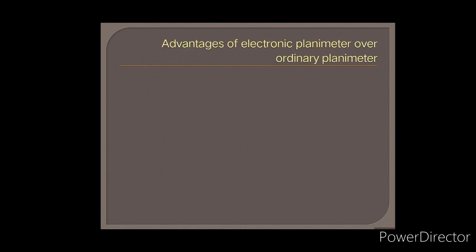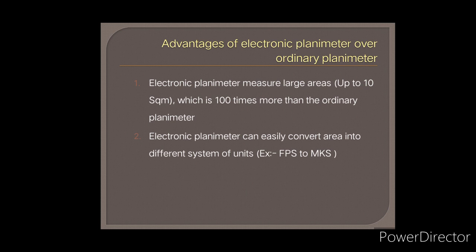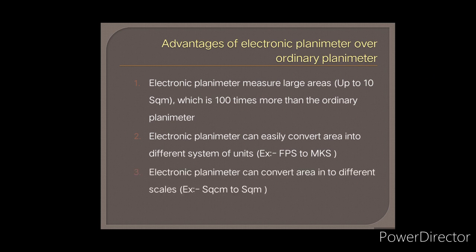Coming to the advantages of the electronic planimeter over the ordinary planimeter. The electronic planimeter measures large areas up to 10 square meters, that is 100 times more than that of an ordinary planimeter. Next, it can easily convert the area into different systems of units, FPS and MKS systems. You all have already studied that in physics and engineering mechanics. And next, the electronic planimeter can convert area into different scales.